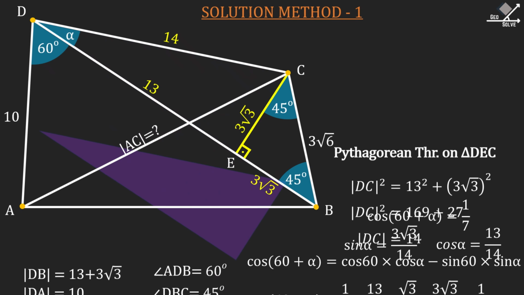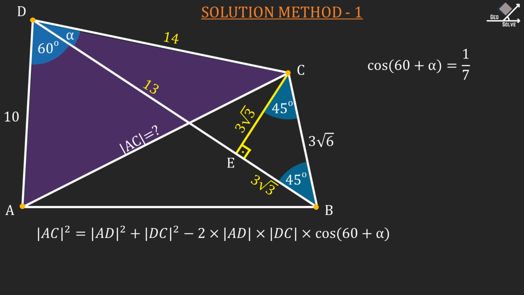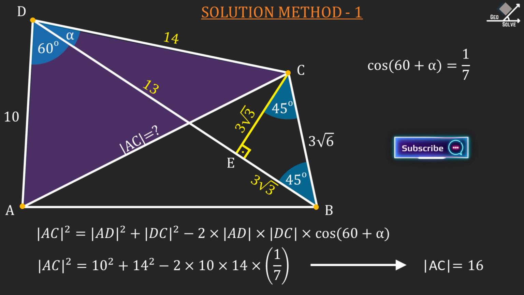Now let's clear the screen for the next step. Then let's focus on this shaded triangle. Let's apply cosine theorem on this triangle for line segment AC. Plugging in the values we know, we will have this equation. From here, line segment AC can be found as 16 units, which is our answer for the first solution.